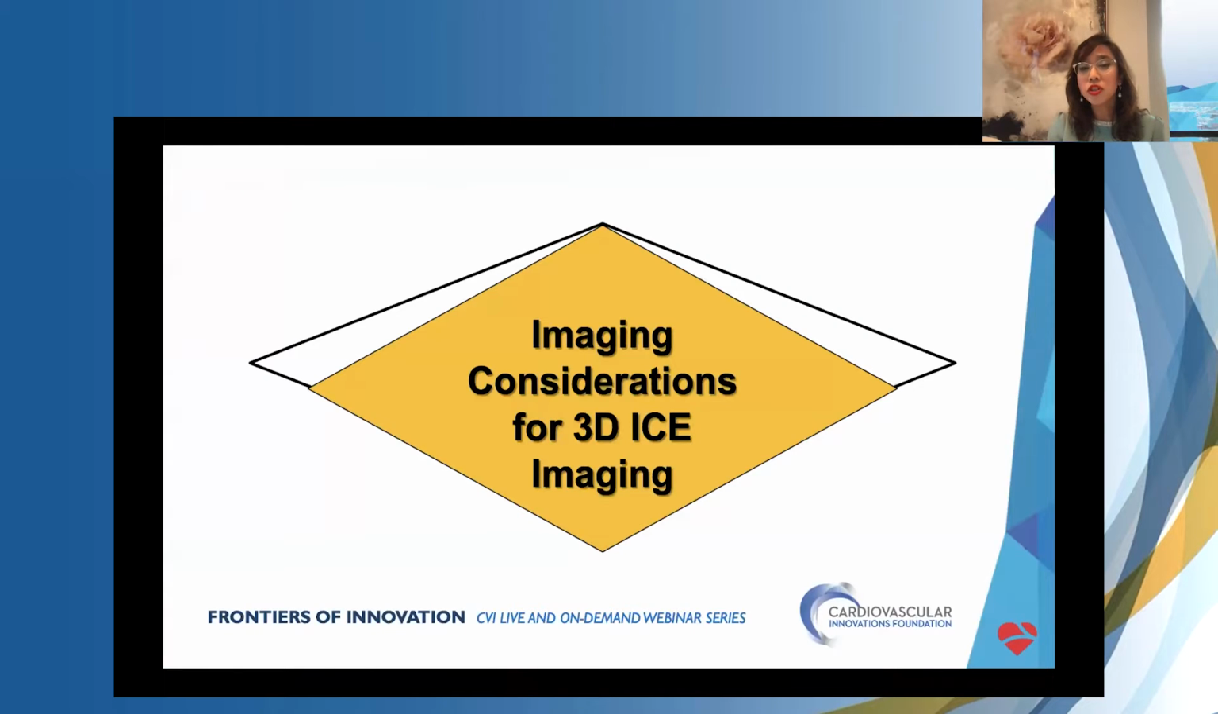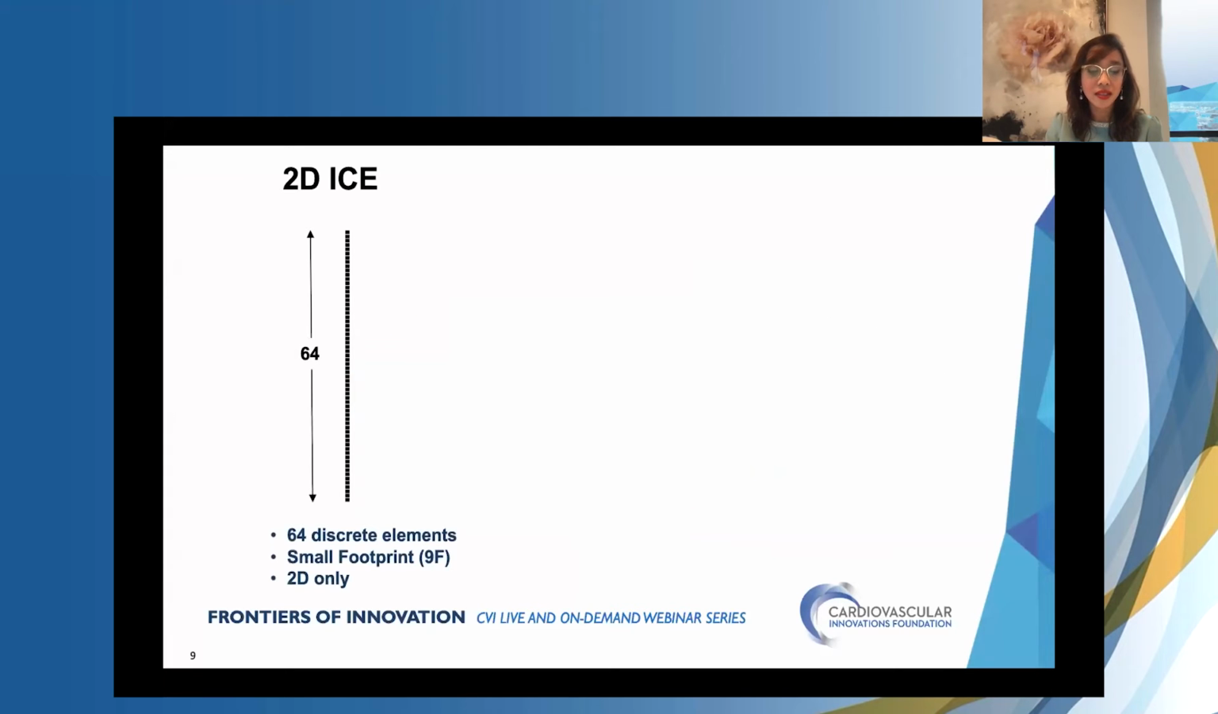Now, what are the imaging considerations for 3D ICE? What makes the 3D ICE catheter so special, or the imaging itself? Look on your left-hand side, your 2D ICE catheter. It only uses one line, which means that it only has 64 elements and gives you a very small footprint, and it uses a 9 French catheter.